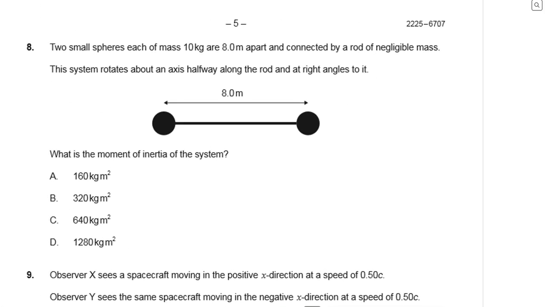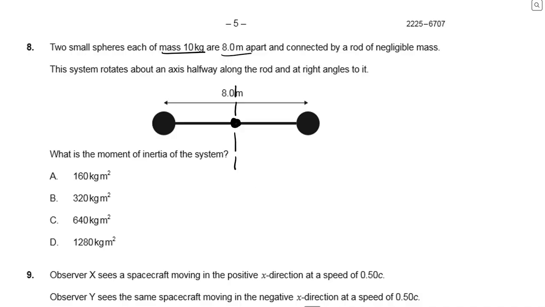Question 8. Two small spheres, each of mass 10 kg, are 8 meters apart, connected by a rod of negligible mass. Okay, the system rotates about an axis halfway along the rod. Okay, so this is the axis, right? Or sorry, it would actually be coming out of the page, but we can't really visualize that. Halfway along the rod and at right angles to it. What is the moment of inertia of this system?